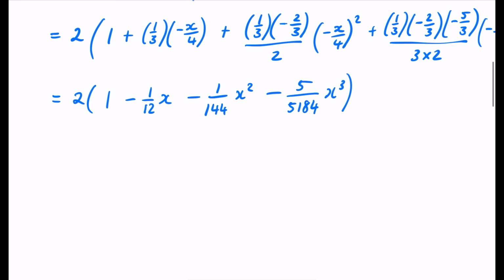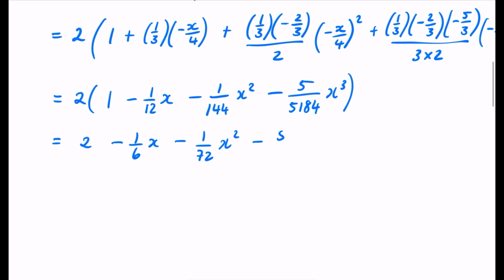So my last step is to multiply everything out. So it's going to be a 2 minus a 6x minus 1 over, what's that, 72 minus 1 over 72 x squared. And then I've got my 5 over 5184. Let's times that by 2. It's going to be minus 5 over 2592 x cubed for this.